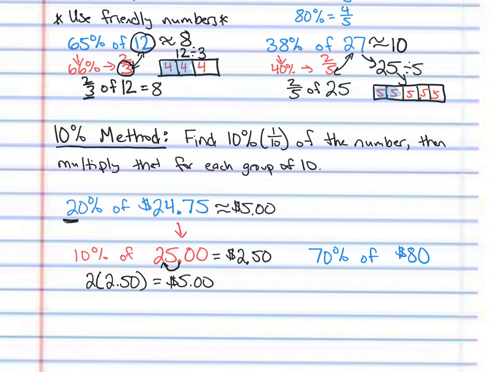So step number 1 is I'm going to find 10% of 80. So I'm going to take that decimal point, which is at the end, and I'm going to move it back 1 spot. So 10% of 80 ends up being $8. 70 is 7 groups of 10. So now I'm going to take 7 times that $8 that I'm saving for each 10%, and I find out that I'm actually going to save $56 on that particular jacket.